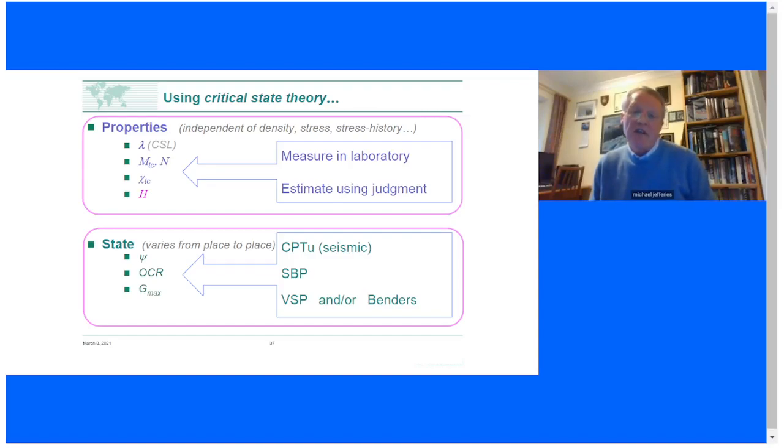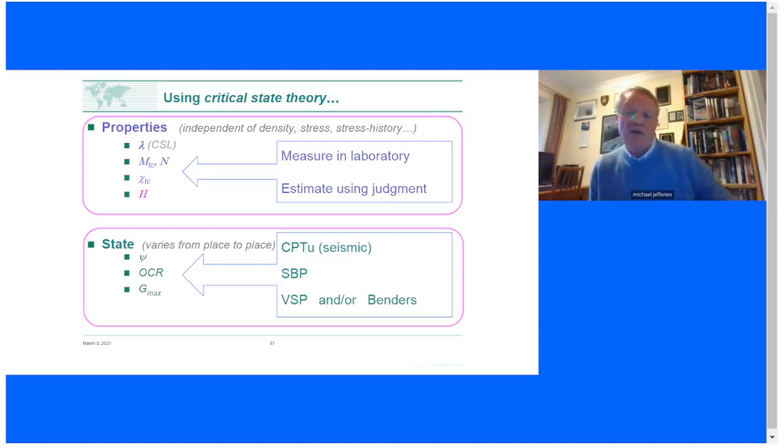And to use it, you've got two classes of inputs. You have properties and you have state measures. On properties, I've hinted at those as we've gone through the presentation. This is things like lambda, the slope of the critical state locus, M, the critical state friction ratio, and chi, the dilatancy parameter. There's a couple more we'll come to in a second. And then you need state measures. You need to know what the state parameter is. I haven't mentioned over consolidation ratio, but that's also a state measure.